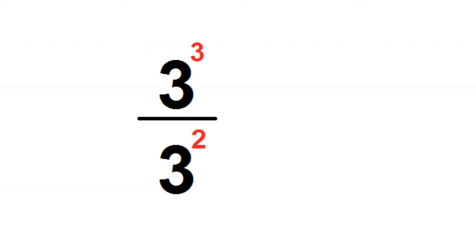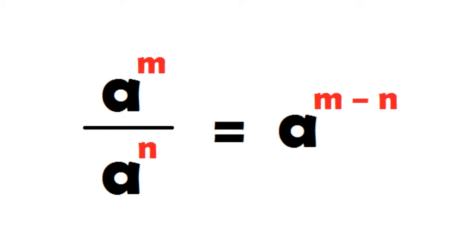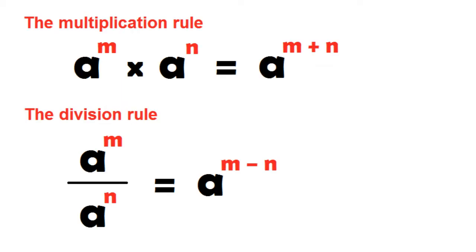If we take a look back at our original question, 3 cubed divided by 3 squared is equal to 3, or 3 to the power of 1 if we want to write it in index form. Here's the rule for dividing indices by the same base. A to the power of m divided by a to the power of n is equal to a to the power of m minus n. It looks like the opposite of the first rule, but actually it's the exact same rule. Bear with me, I'm about to blow your mind.